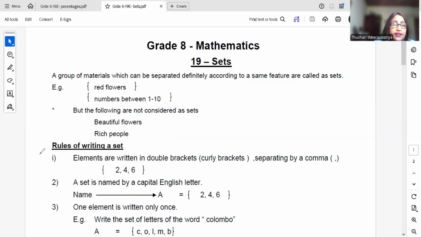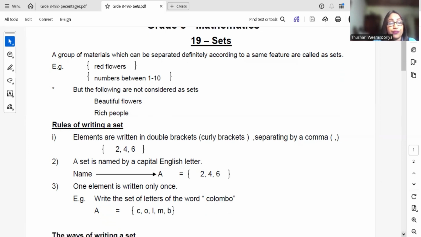Now, when you write the set, there are some rules. Rules of writing a set. First rule, elements are written in curly brackets. If you write the elements like 2, 4, 6 separated by commas, just like this, the answer is wrong. Even if the answer is correct, we can't give the marks, not even a single mark. You have to put the curly brackets for the set. Second rule, you have to name the set with a capital English letter, A, B. You don't use a simple letter.